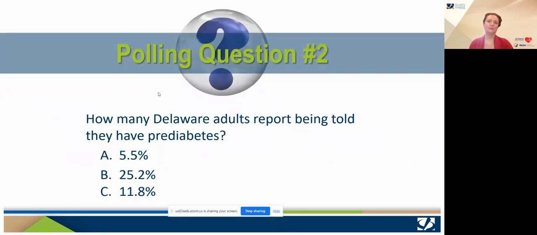Now we're on to our second polling question, and this one is about prevalence in Delaware. We understand maybe not everyone here is from Delaware, and maybe those of us from Delaware still aren't sure about the answer. That's okay. We would ask that you fill out our chat queue asking about how many Delaware adults report being told that they have prediabetes. I'll give everyone a little hint again. This number of people could fit into the Blue Rock Stadium, the stadium in Wilmington, 11 times over. So it's a significant amount of people.